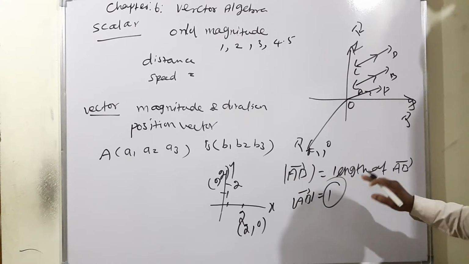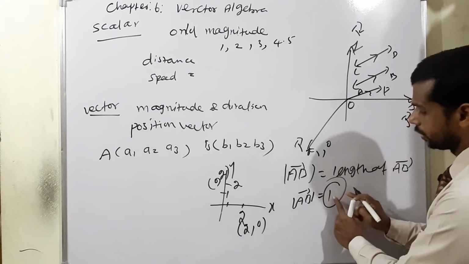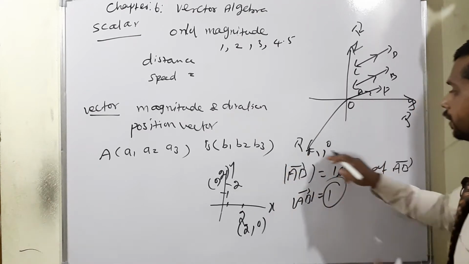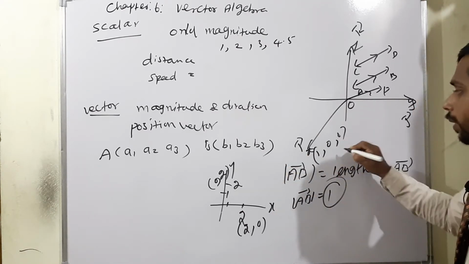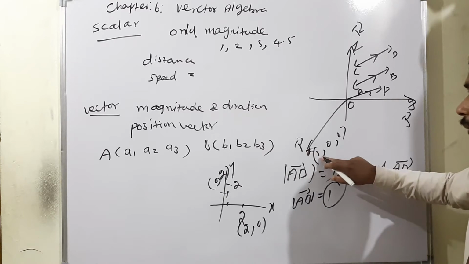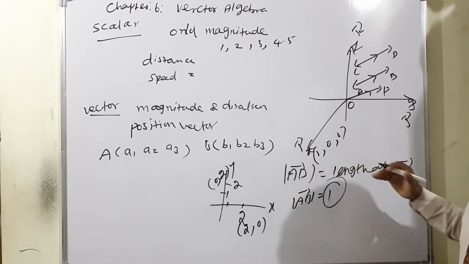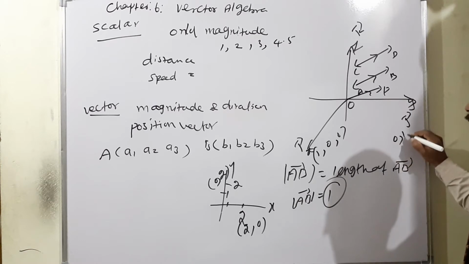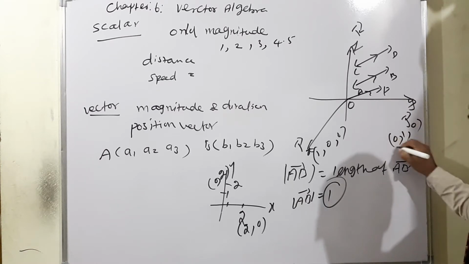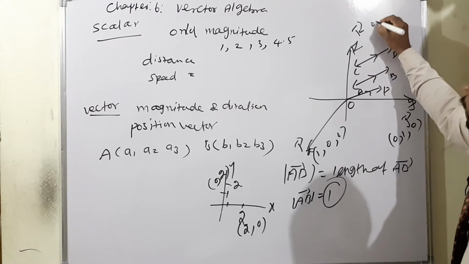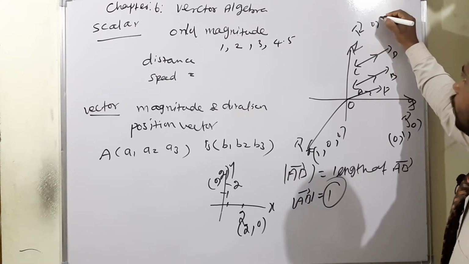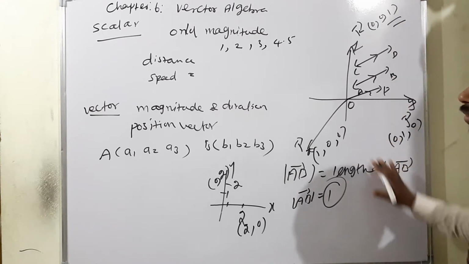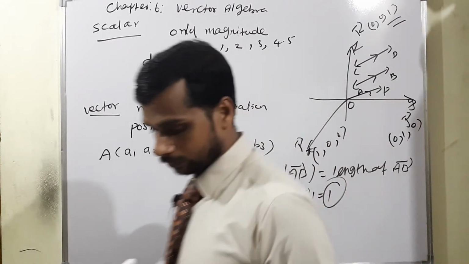Comparing the unit vectors: along the x part it is definitely 1, 0, 0, because the i vector is 1 and the remaining two values are 0. For j, the i part is 0, the j part is 1, and k is 0. For k, the i vector is 0, the j vector is 0, and the k vector has value 1. That is also one of the important conditions.